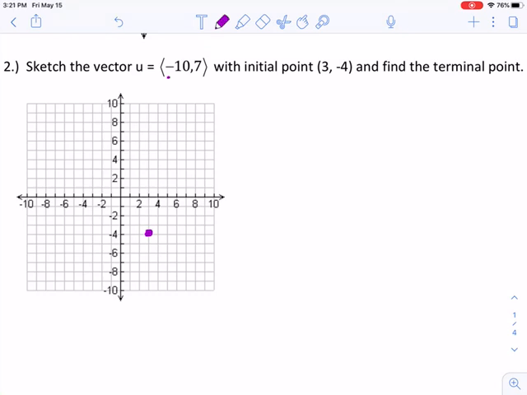And it says this vector u is going to travel back 10, up 7. So let's go back 10, 1, 2, 3, 4, 5, 6, 7, 8, 9, 10, and then up 7, 1, 2, 3, 4, 5, 6, 7. So if I look at my vector u, I can easily, if I graphed it, now find my terminal point. Well, my terminal point ends at negative 7, 3.